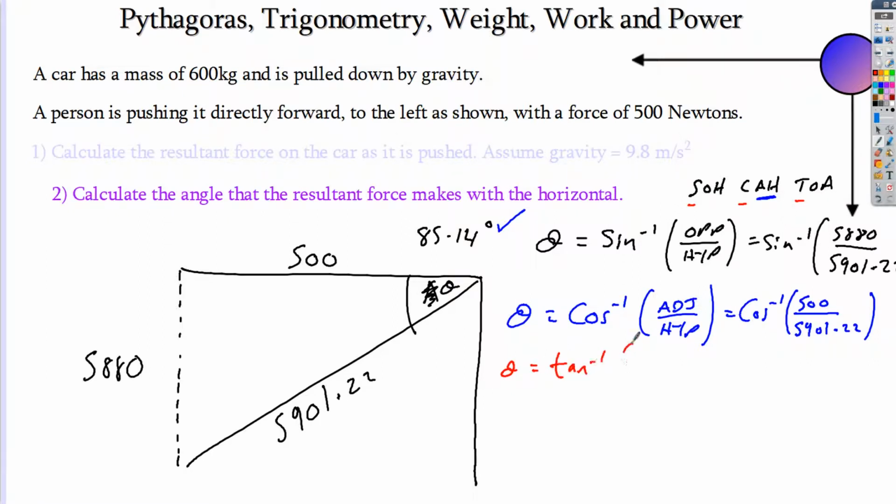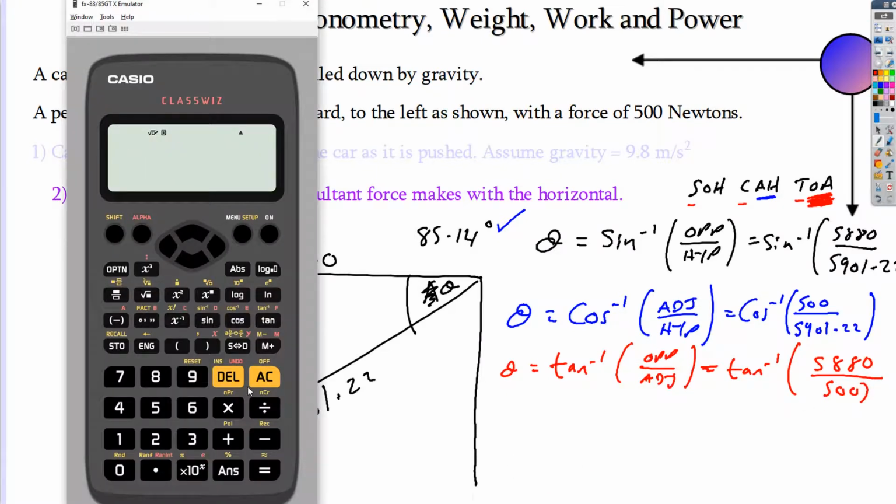So tan to the minus 1 of opposite over adjacent, which is tan to the minus 1 of opposite, which is 580, adjacent is 500. Get the calculator up. So we need to do shift tan to get an angle. Always press shift if you're working out an angle with trig, and it's 580 divided by 500, and it's the same angle.